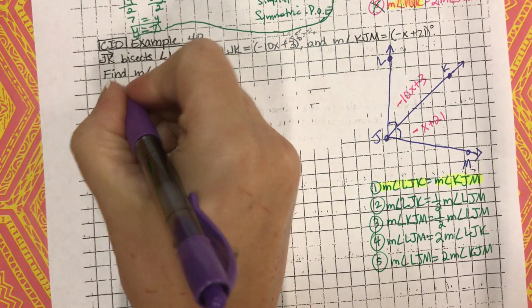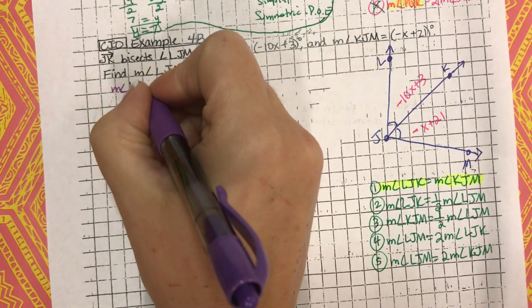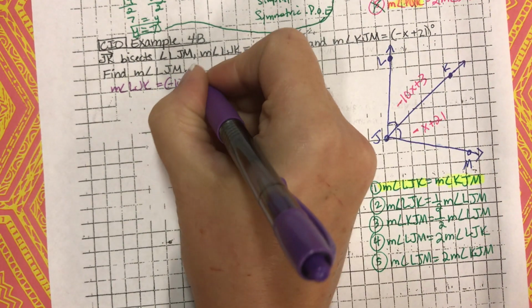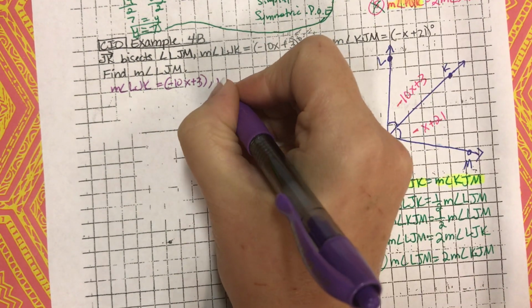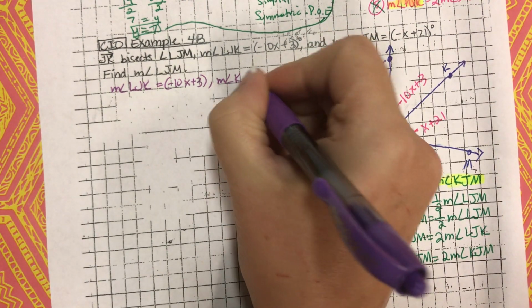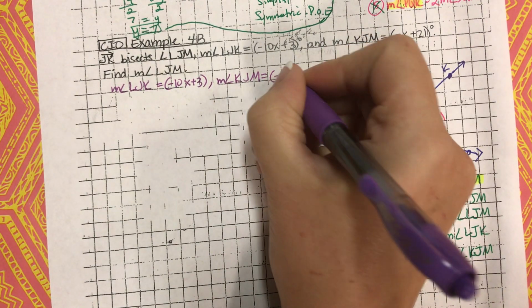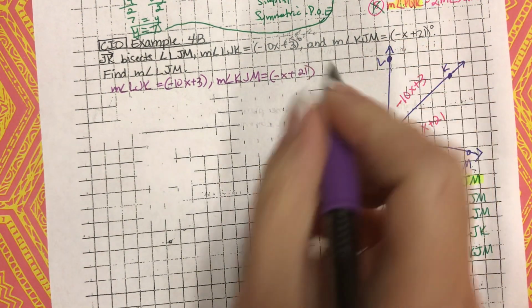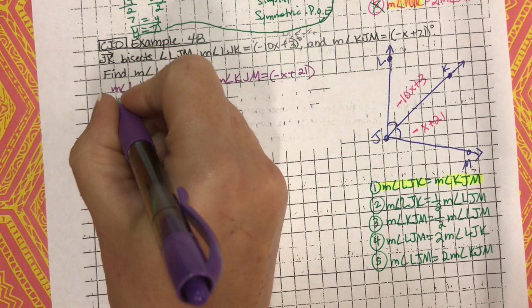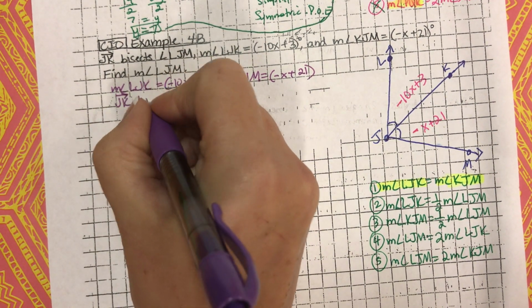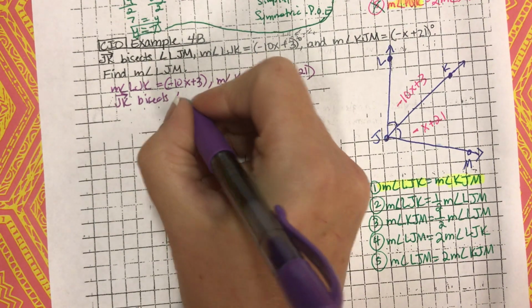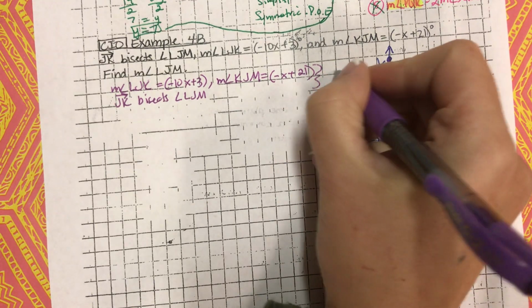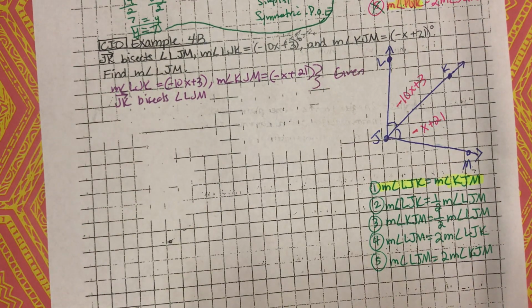So we have that measure of angle LJK is equal to negative 10x plus 3. And we have the measure of angle KJM is equal to negative x plus 21. Okay, and then we also have this bit right here, JK bisects angle LJM, right? Okay, perfect. So all of this is the given information.